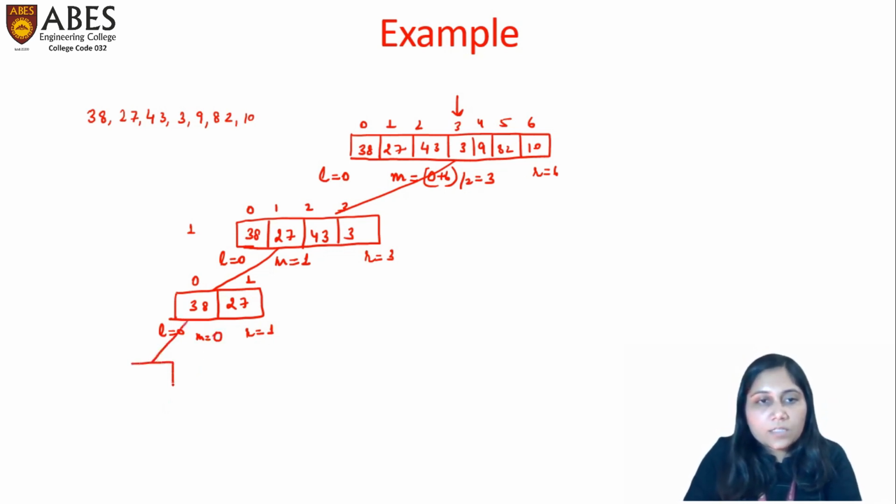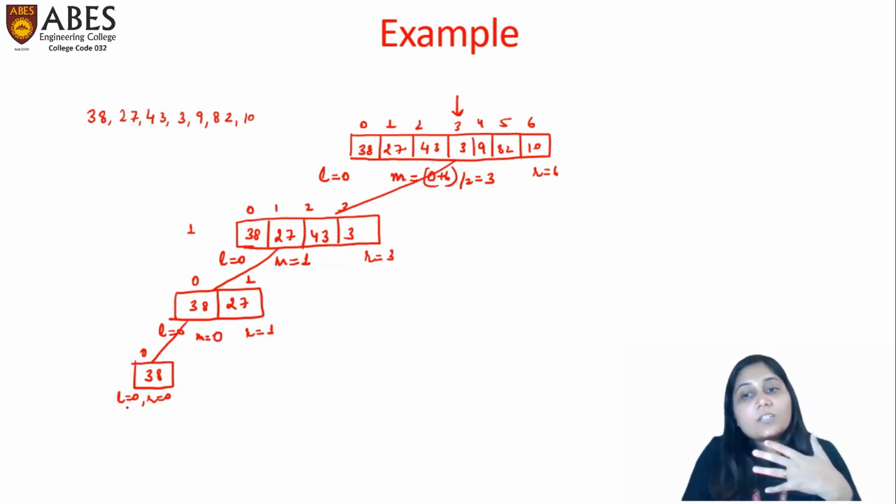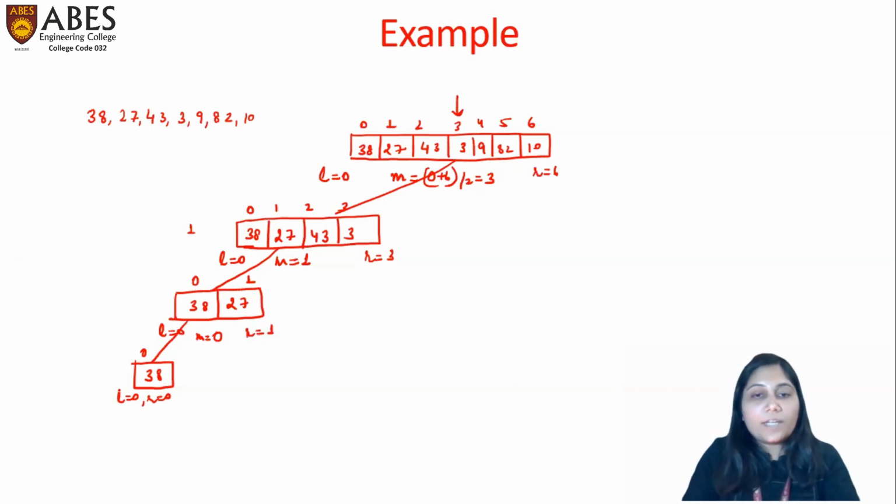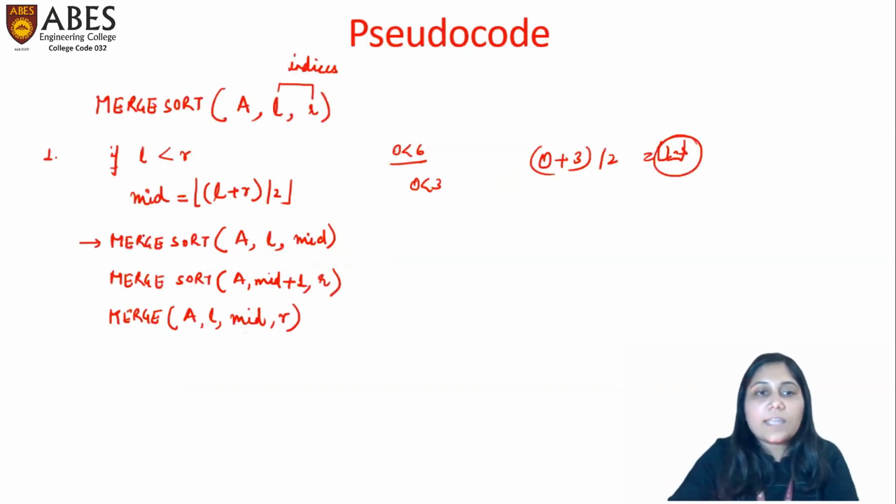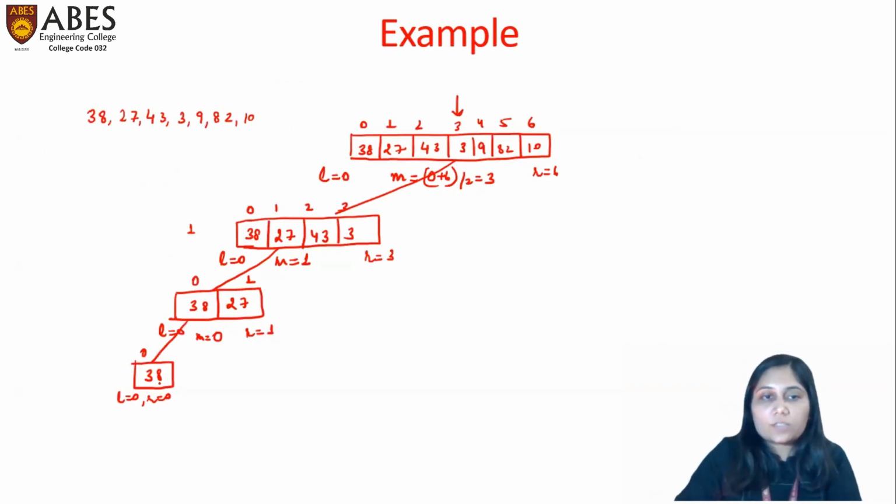Now you see, this is my mid, so 38 will come over here. This is the 0th index. Now your L equals 0 and your R is also 0. So 0 is less than 0 means the condition is false. It means you have completed the execution of this part for this particular index. So we'll move back, because of the rest of the part, second. Now the right side will come.